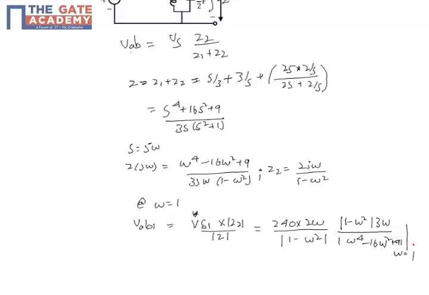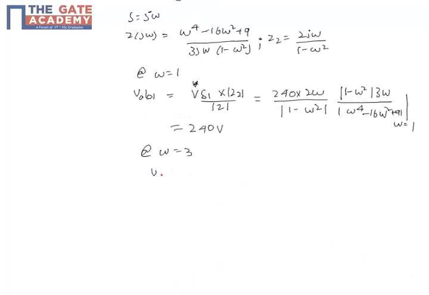So when I determine that, I will get 240 volts. Similarly, at omega equal to 3, I will get VAB2 equal to 70 volts. For this component you have to take VS1 accordingly. So VAB is equal to, since it is the RMS, the root of the sum of the individual components squared, VAB1 squared plus VAB2 squared. So that is equal to 250 volts.